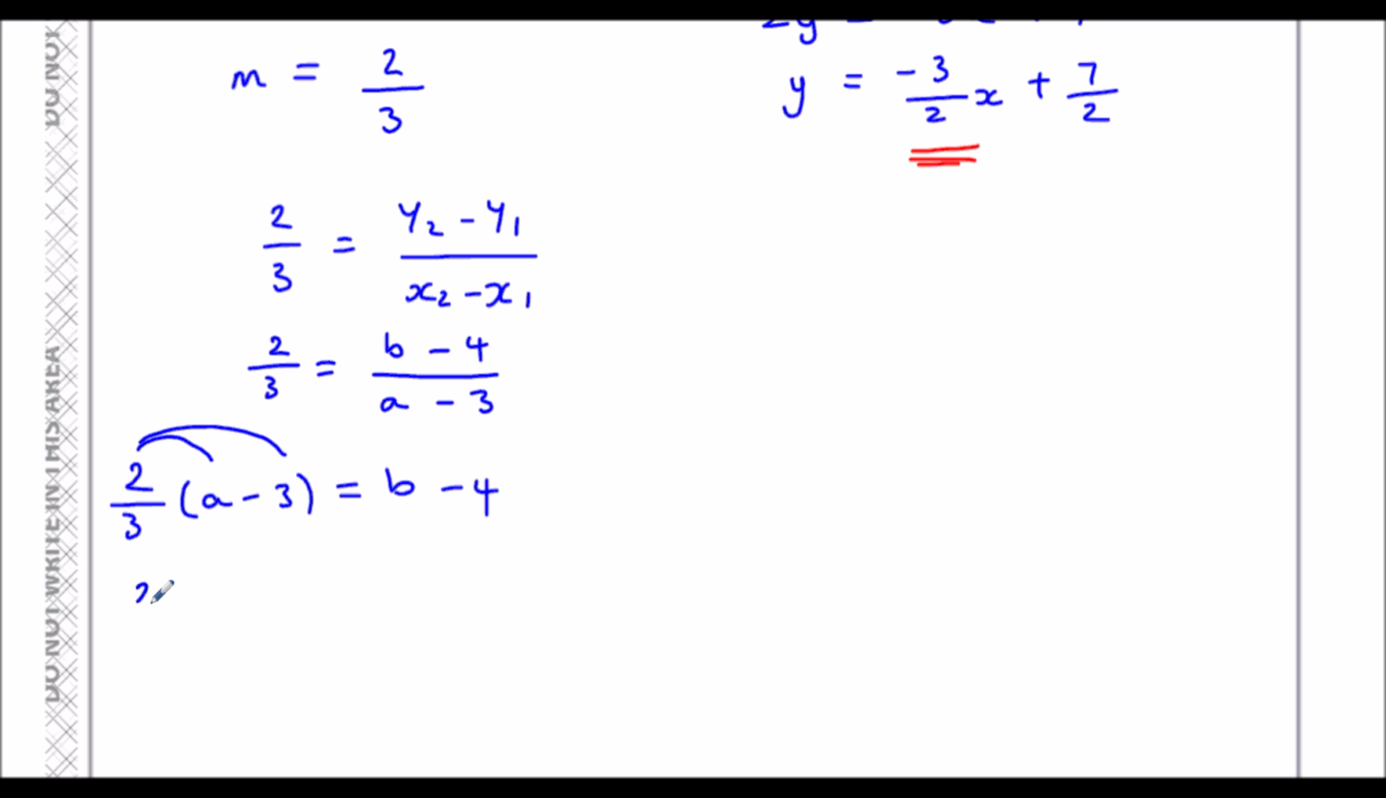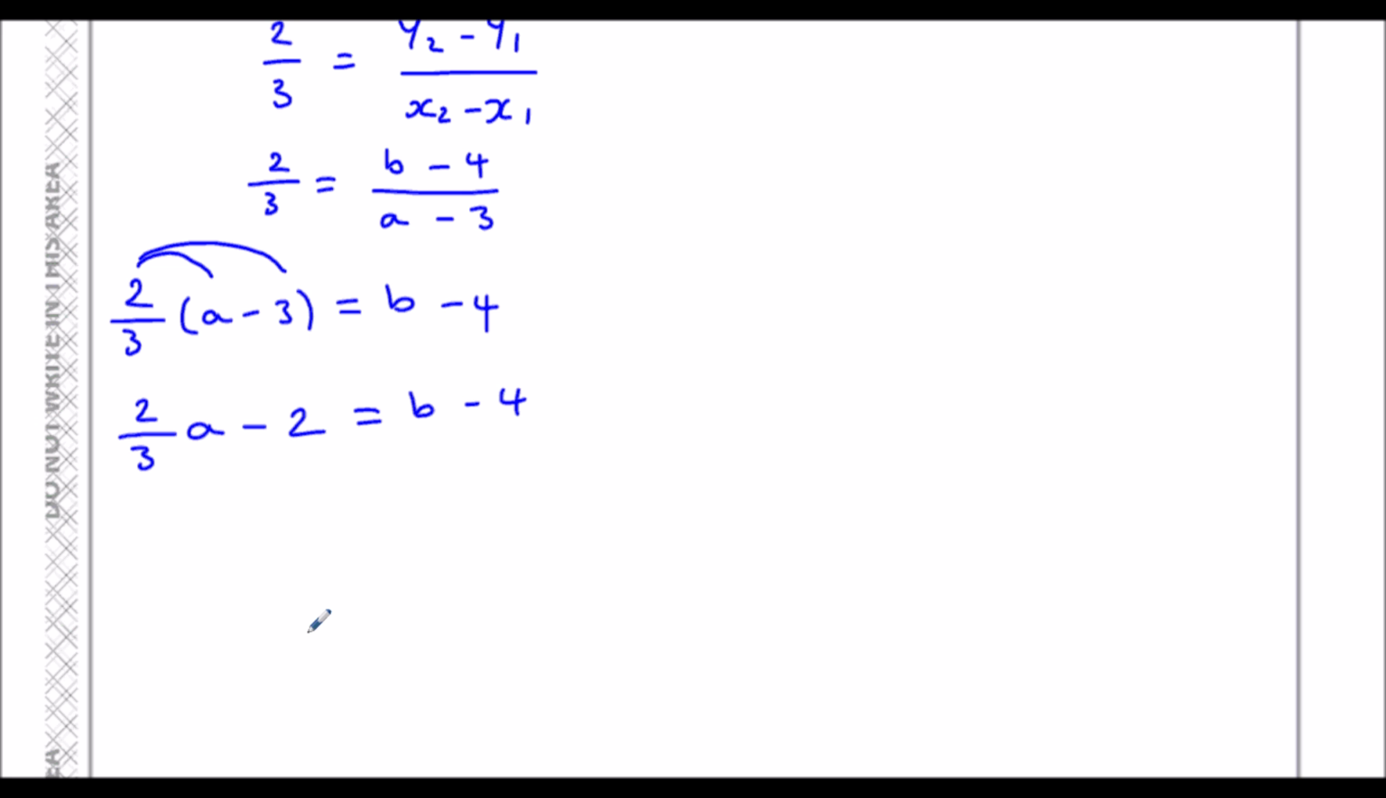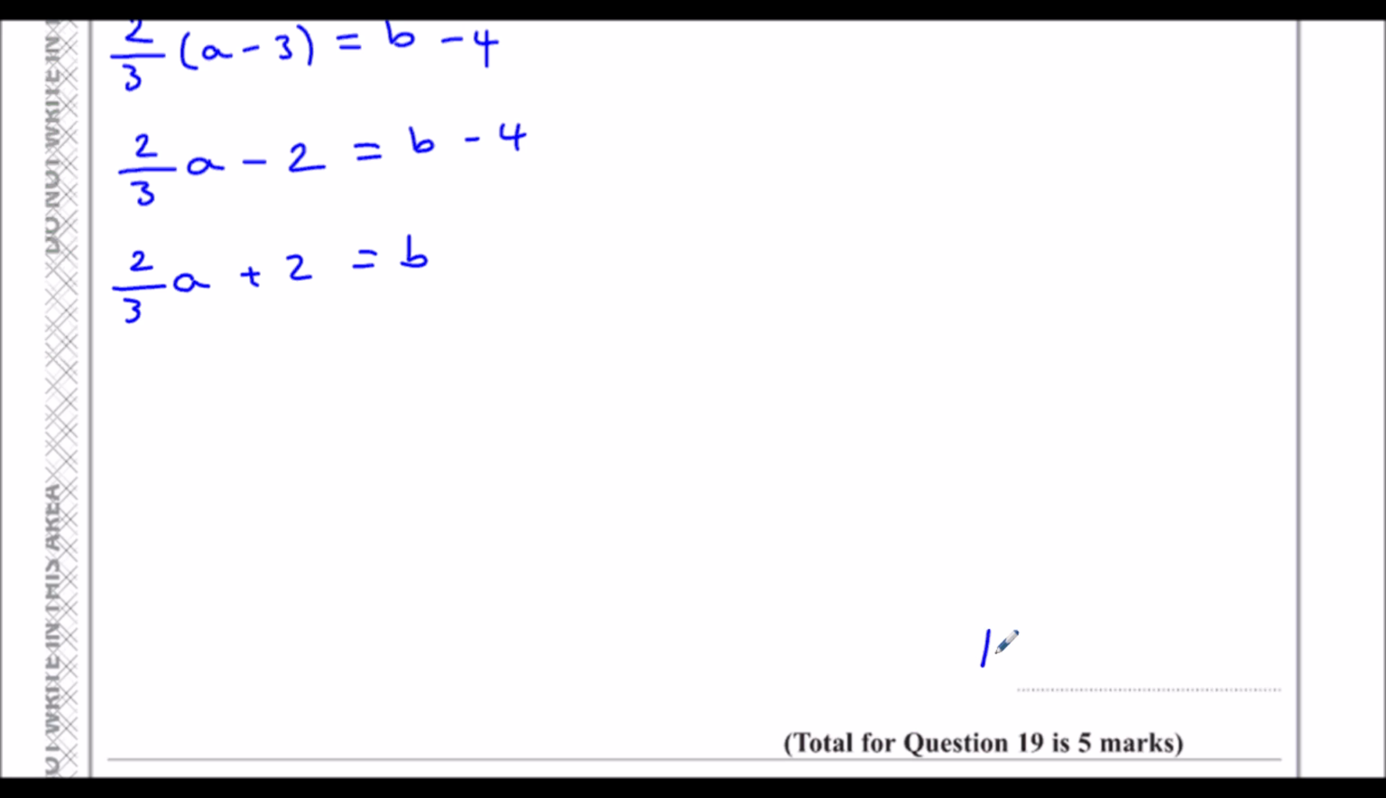So 2/3 times a minus 3 equals b minus 4. I'm going to expand the bracket. 2/3 times a is 2/3 a. 2/3 times minus 3: 2/3 of 3 is 2. So I've got 2/3 a minus 2 equals b minus 4. I want b by itself, so I'm going to plus 4 to both sides. Minus 2 plus 4 is 2. So I've got b by itself. That's what we wanted. So I've got b equals 2/3 a plus 2.